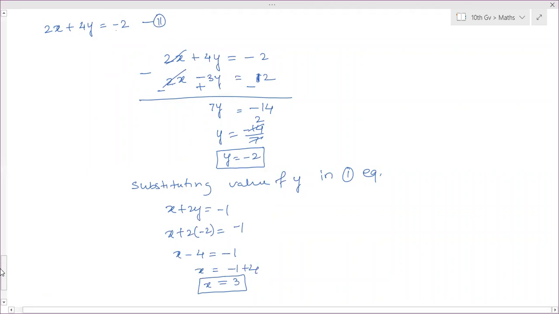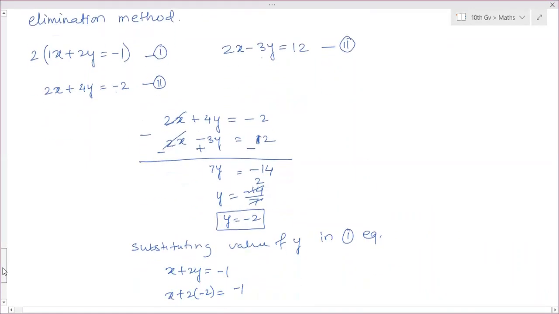Is the method clear? Yes, ma'am. Anyone has a problem, doubt, could not understand? Our main aim is to make the coefficient of one of the variables in two equations equal and then eliminate it. Eliminate, that is, make it 0. So how to make it 0? Making equal and subtracting them. If both equations have the same sign for that variable, then subtract. If they have opposite signs, then add. So if that variable gets cancelled, the equation is left with one variable, and then solve that one variable.